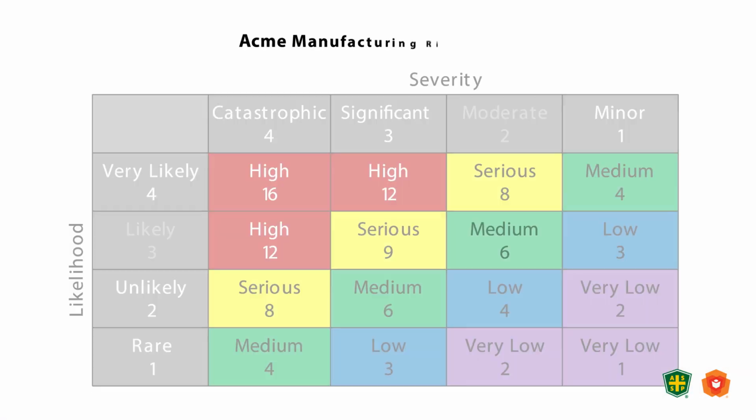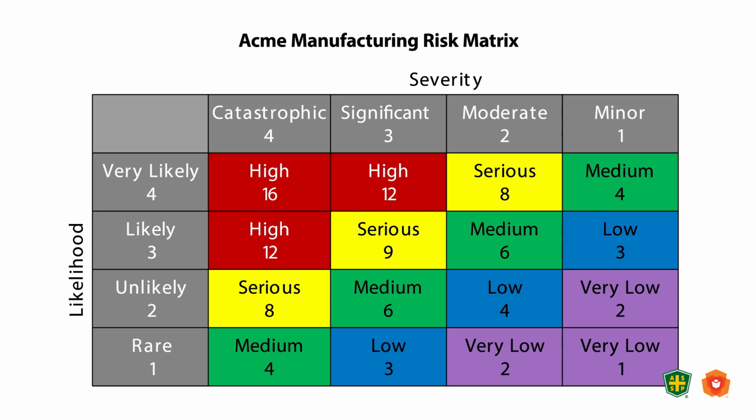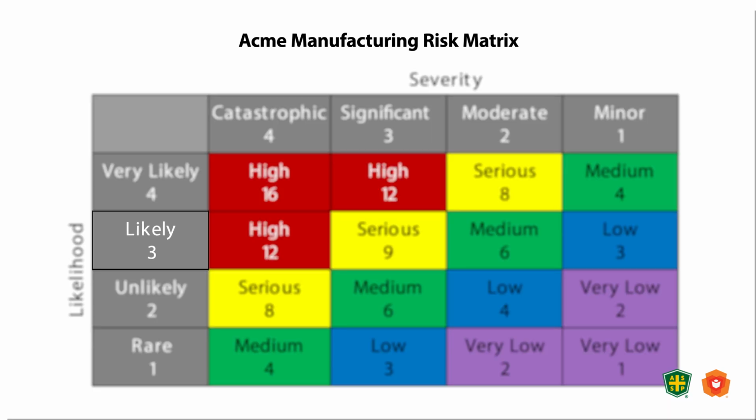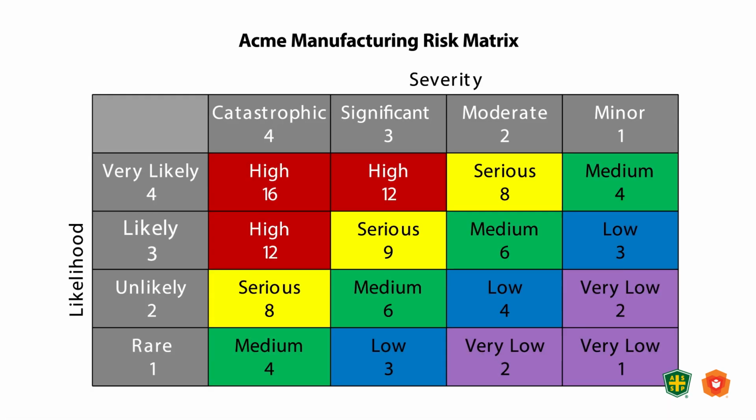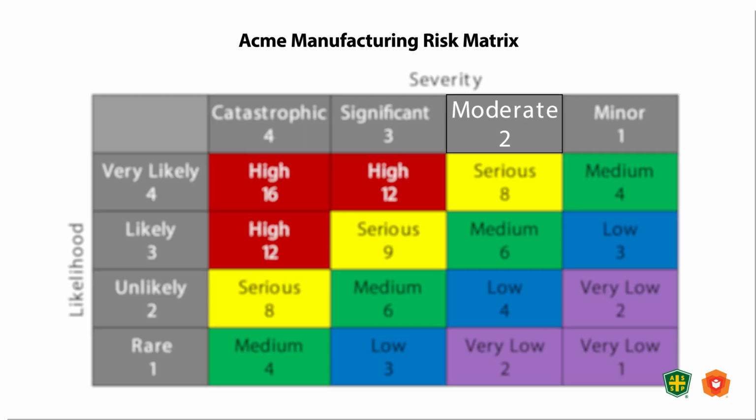To conduct its risk analysis, ACME uses a common tool, a risk matrix, as shown here. This matrix calculates a risk level from 1 to 16, with each score corresponding to a color. For the task of moving carts with desk chair parts around the floor, the risk assessment team determined the likelihood of exposure was likely, 3, and the severity was moderate, 2, resulting in a risk score of 6, which is a medium or green risk.